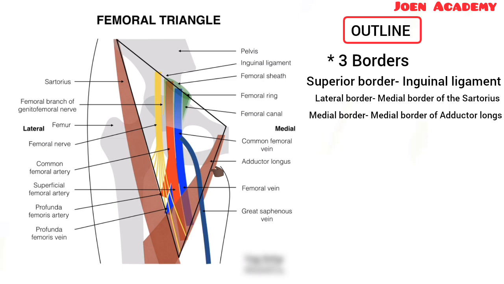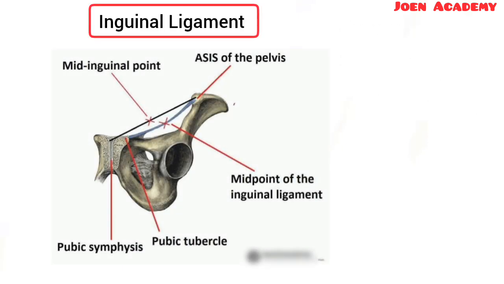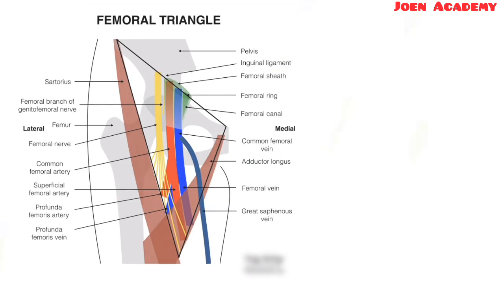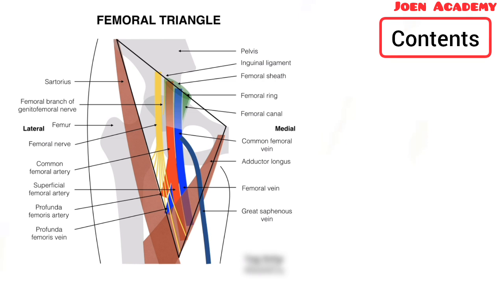So let's briefly talk about the inguinal ligament. The inguinal ligament acts as a flexor retinaculum that supports the contents of the femoral triangle during flexion at the hip. It is important we note that some sources consider the lateral border of the adductor longus to be the medial border of the femoral triangle. However, the majority state that it is the medial border of adductor longus, and this is the definition we have gone with. Okay, so it is this particular definition that the medial border of adductor longus forms the medial border of the femoral triangle.